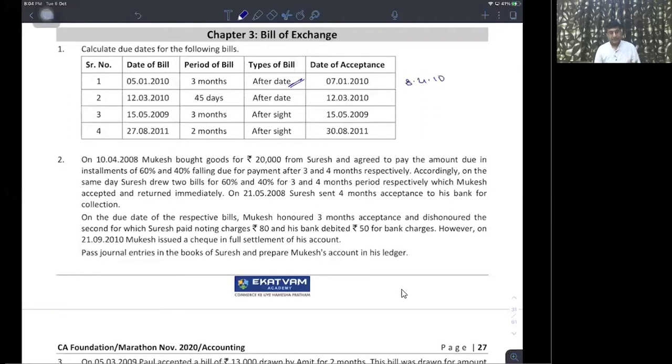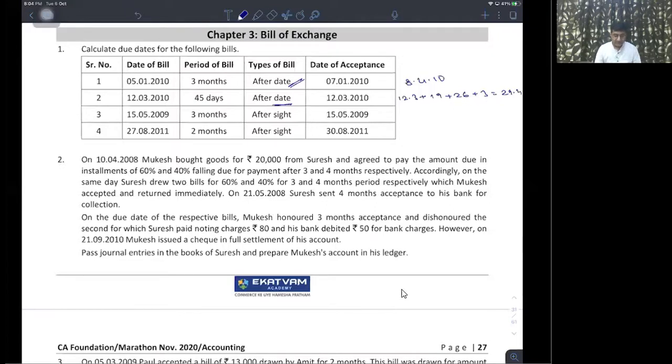12th March wala jo bill hai, again it is after date bill. You have to consider the exact days, I said. So 12th March plus March के 19 दिन plus April के 26 दिन because 45 दिन का बिल है. 26 plus 19 is 45, plus 3 grace days. That comes to 29 April 2010. Correct?